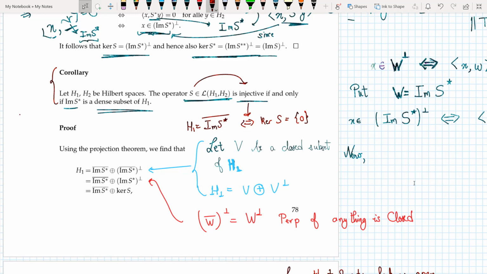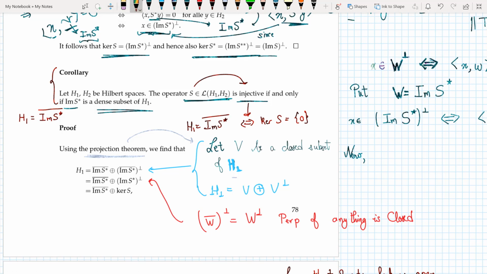So as to say that H1 is, this is what I mean to say. Now we know that the projection theorem says that, let V be a closed subset of H1, then H1 can be written as V direct sum V perp.